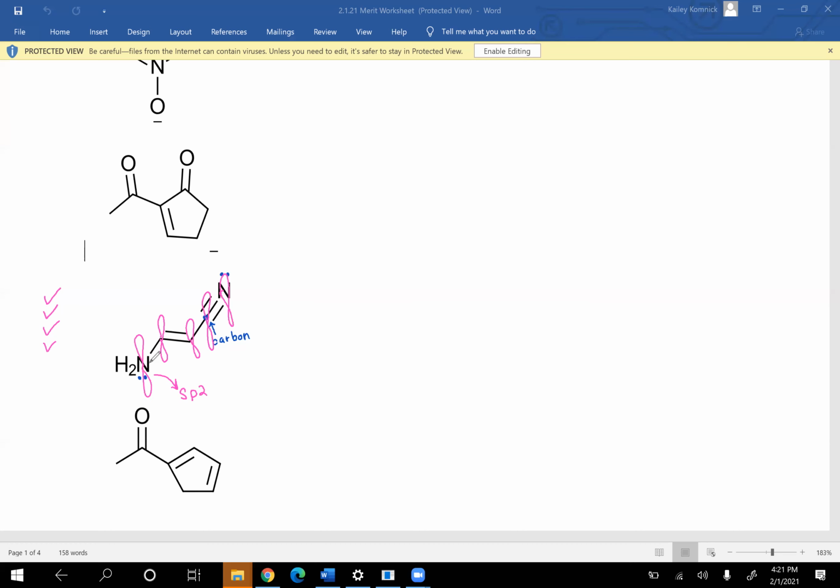The nice thing about this molecule is that all of the atoms have p orbitals. So we can really move these electrons wherever we want to. What I'm going to do now is erase my drawings, and then we're going to get started.